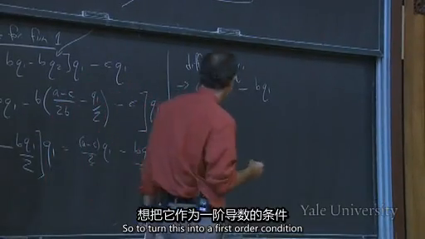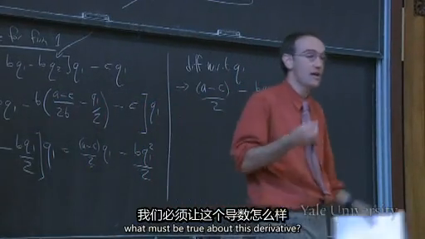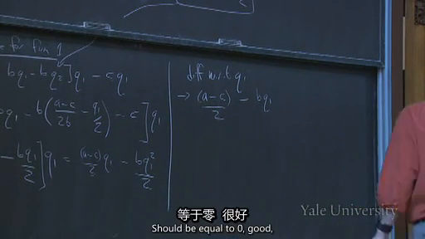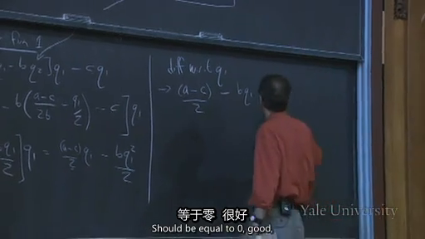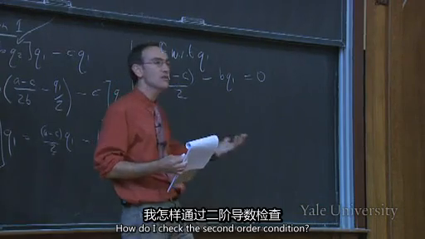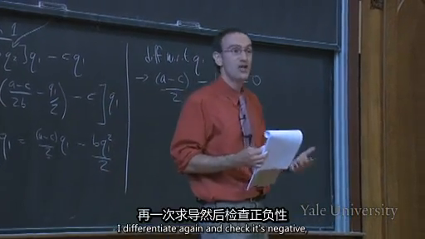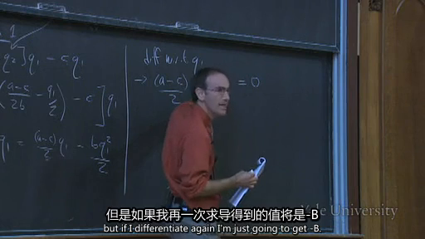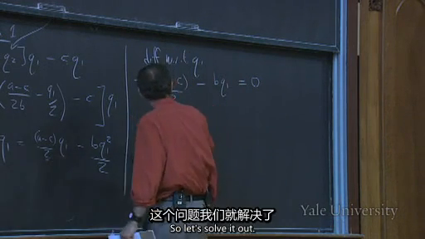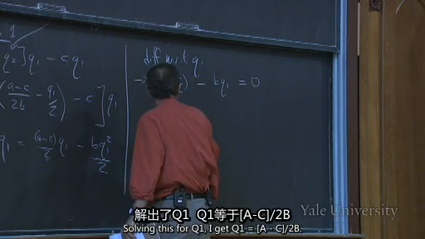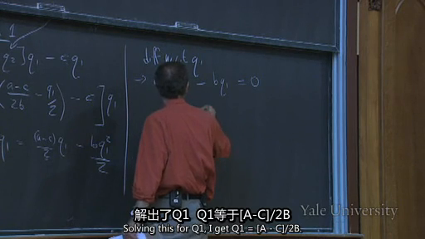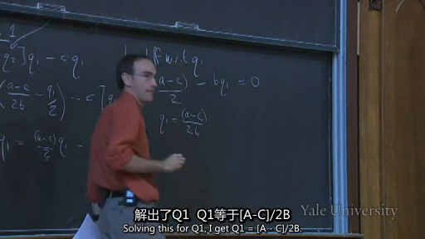All right, so to turn this into a first order condition, what must be true about this derivative at the maximum? Set equal to 0, good. And we should just check the second order condition. How do I check the second order condition? I differentiate again and check it's negative, but if I differentiate again, I'm just going to get minus b. So minus b is certainly negative, so the second order condition's okay. So let's solve it out. Solving this for Q1, I get Q1 is equal to (A minus C) over 2b.